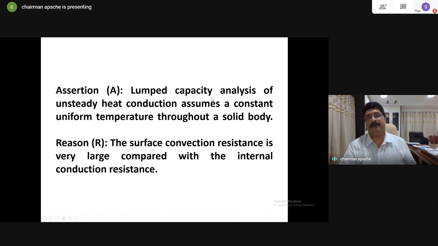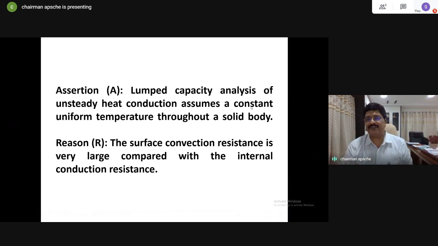సో ఇంకోటి కూడా అడుగుతాడు లంప్డ్ బాడీలో. Lumped capacity analysis of unsteady state heat conduction assumes a constant uniform temperature throughout a solid. ఓకే, మనం ముందే అనుకున్నాం కదా, అది కరెక్టే. ఎందుకంటే we said the entire mass of the entire body will be at the same temperature, then only we call it lumped body. There cannot be any temperature variations within the lumped body. That's what it is saying.